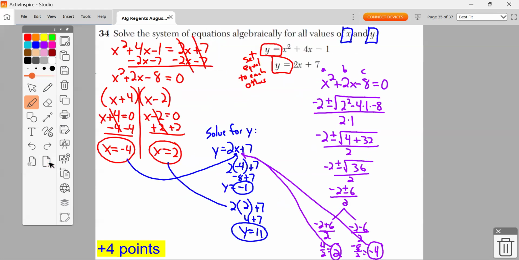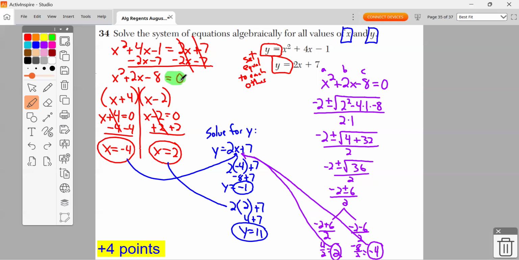In question number 34, another 4 credit question. I would say that you would get 1 credit for 1 x value, 1 credit for the other x value. Then you have to find your y values also. So find all values of x and y. What you want to do is set them equal to each other. One equation equals the other because you have a y equals and a y equals equation. So set them equal to each other, get one side equal to 0.